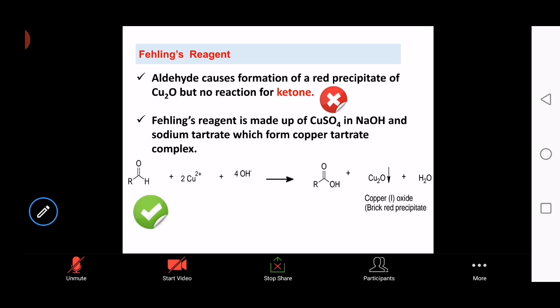So point kedua, Fehling's reagent is made up of copper sulfate in sodium hydroxide and sodium tartrate which form copper tartrate complex. So equation ni nak tahu boleh, tak ambil tahu sangat pun tak apa. Cuma yang pentingnya adalah observation dia. Okay, apabila dia react dengan aldehyde apa yang berlaku, apabila dia react dengan ketone apa yang berlaku. Itu yang penting.